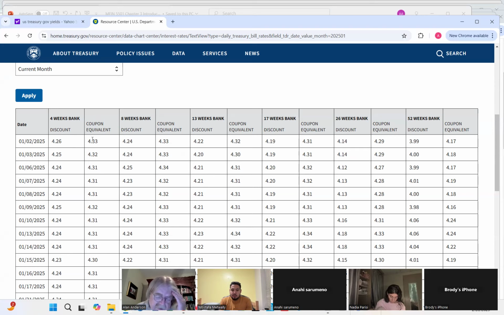So this is the one we should be looking at, coupon equivalent. And that means if I buy this one, the interest rate that I'm entitled to is 4.33%. Okay. So if you look across here, they're all very similar to each other. So this is what I can earn at the moment buying one of these treasury bills. So for a year, I can earn approximately 4.17% by having this instead of putting my money in the bank.